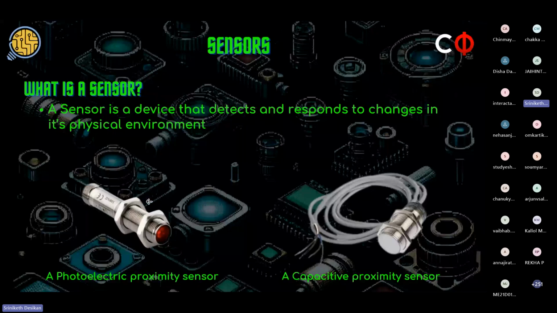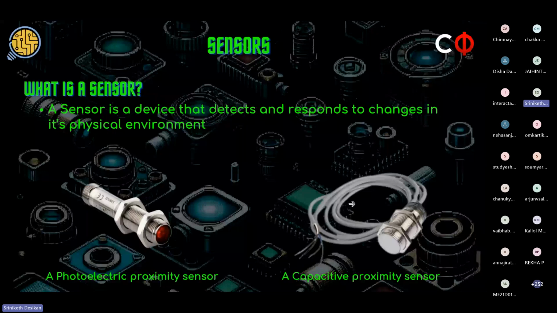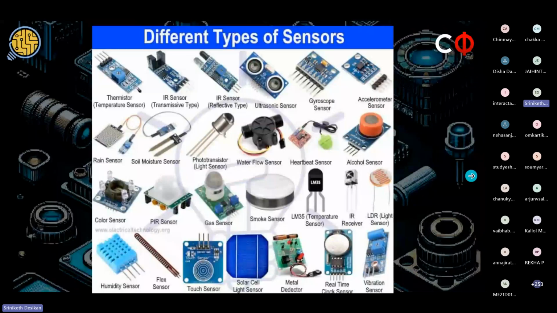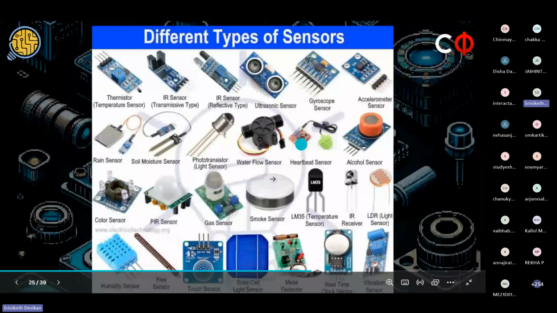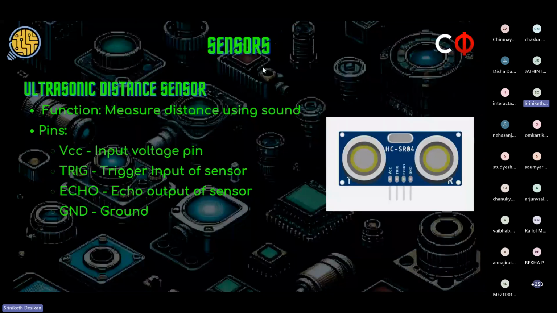So basically, a sensor is a device that detects and responds to any change in its physical environment. Here I have a capacitive and a photoelectric proximity sensor. These are sensors which detect proximity, which is the closeness to something. These sensors behave in a certain way, and I'll explain with some examples here. I have put up some different kinds of sensors. These are just pictures, and these are the sensors you'll be coming across in the various projects that we'll be showing you. So we'll get started with the first kind of sensor.